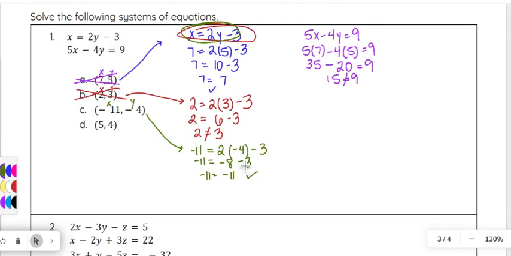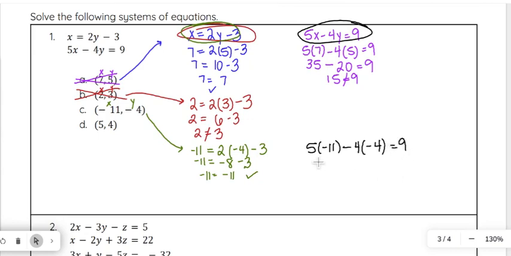Now we need to try it for the second one. So for the second one, we're plugging into this 5x minus 4y equals 9. So we're going to do 5 times x, so 5 times negative 11, minus 4 times y, so 4 times negative 4, equals 9. 5 times negative 11 is negative 55. Negative 4 times negative 4 is positive 16. When you add negative 55 plus 16, you get negative 39 equals 9. That is not a true statement, so that tells us that C is not a correct answer.